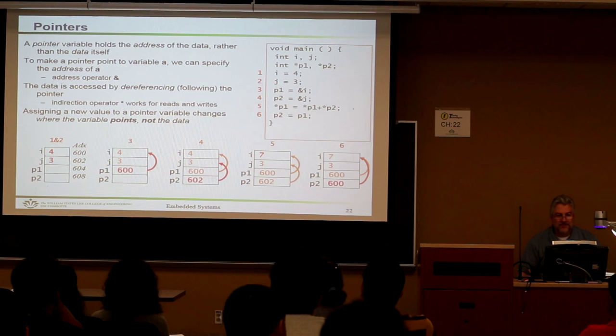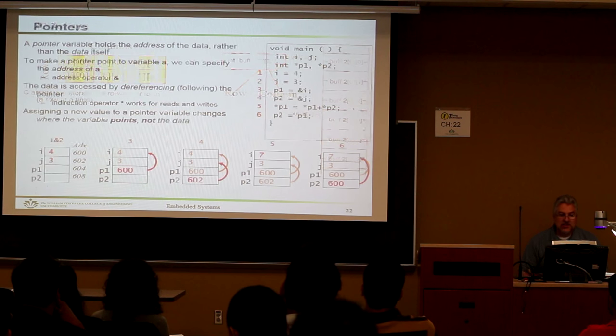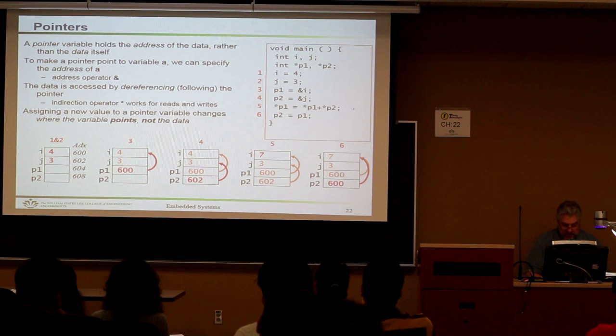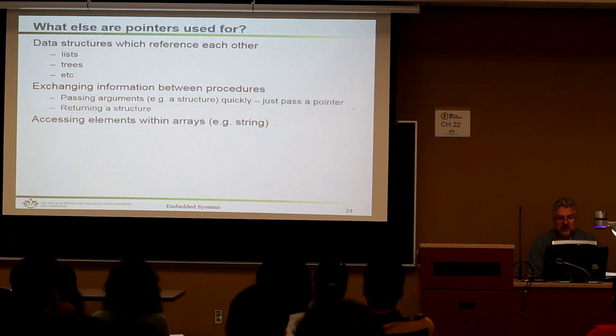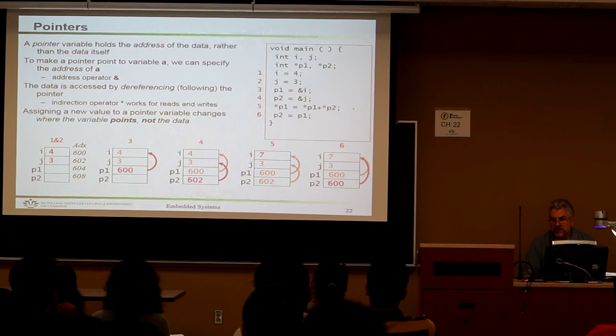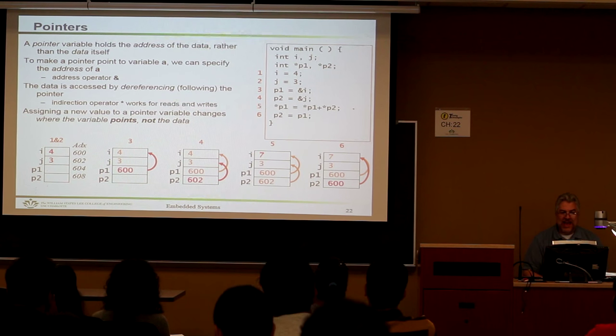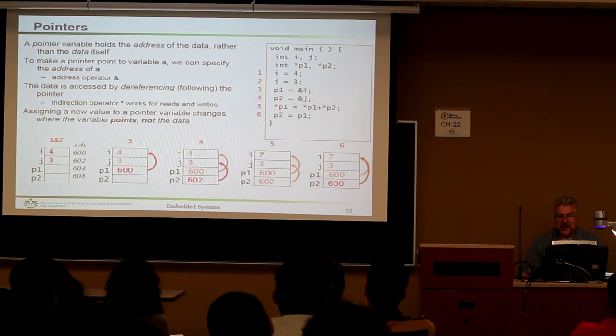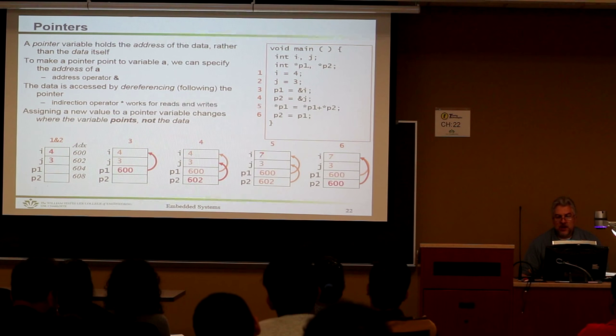So now, this is the one thing that confuses most people, and this is pointers. If you want to understand pointers well, it's good to revisit these two pages in the slides and understand it really, really well. A pointer holds the address of data rather than the data itself. So a pointer variable holds the address. In this case, I and J are variables. Star P1 is going to be a pointer to data, but it doesn't store it.